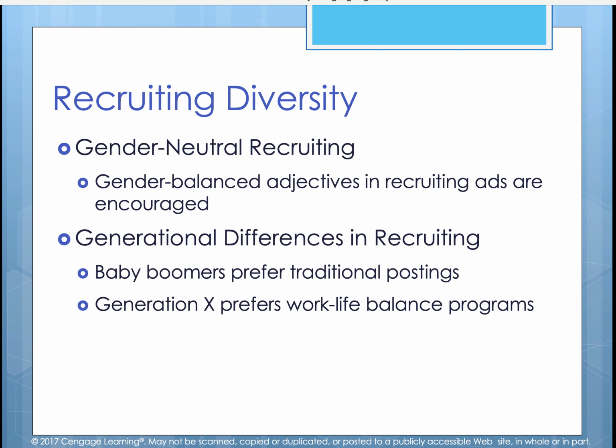Gen X, those born 66 to about 82, 83, prefer work-life balance programs.